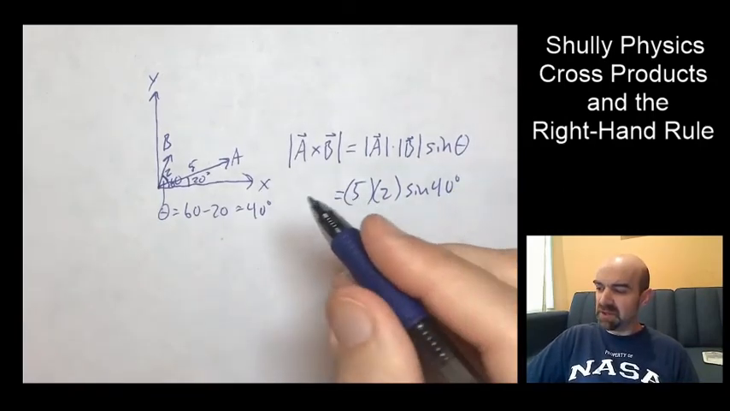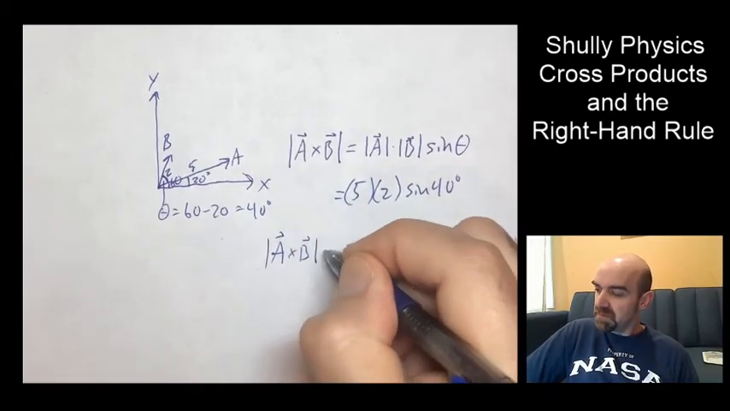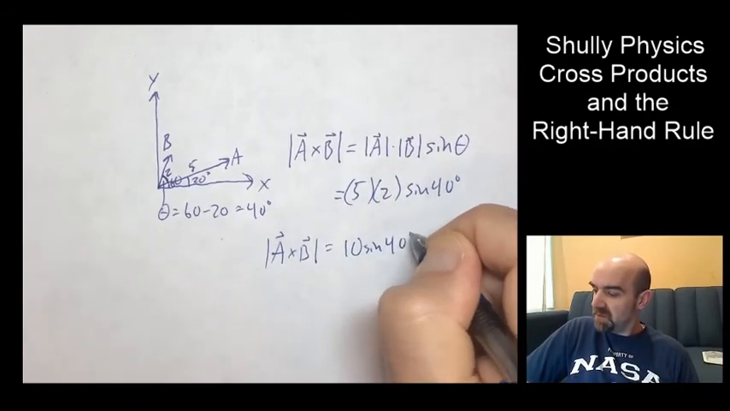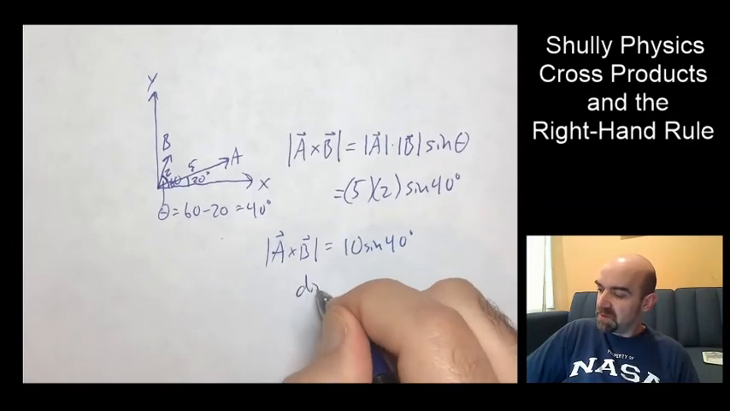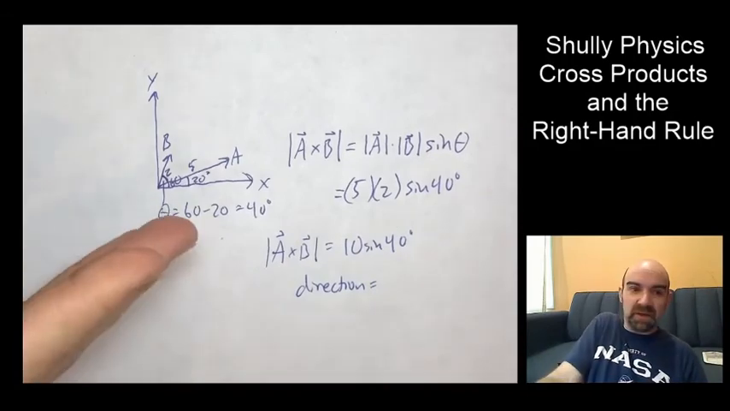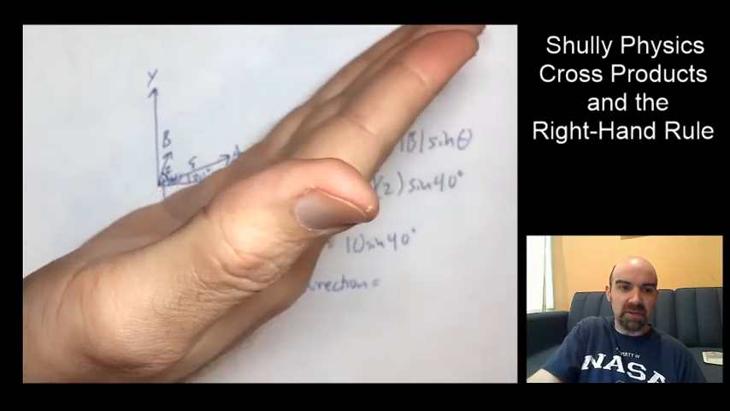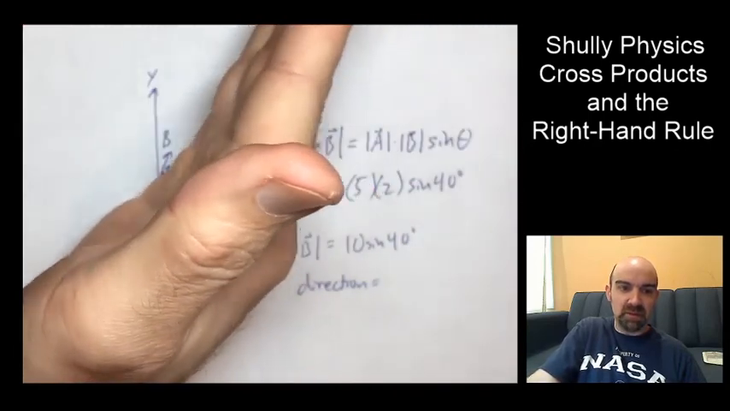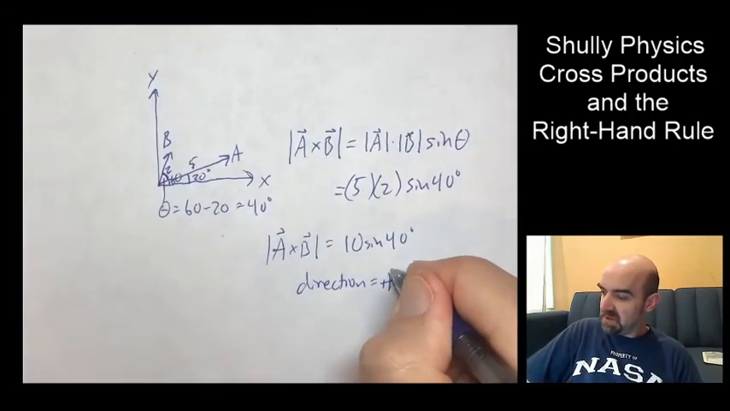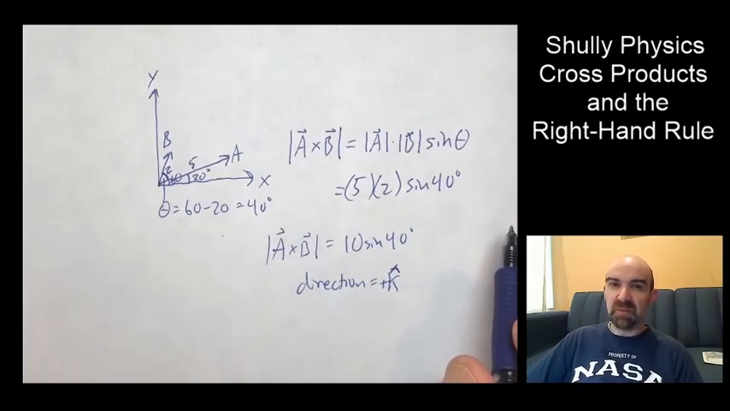But what about the direction? A cross B would be 10 sine 40, but the direction would be what? What do you think? Well, let's try the right-hand rule here. Facing my palm toward A, the direction I have to rotate toward B, then the direction is up in the k direction, the positive k. So out of a couple of vectors in the xy plane, we get a vector pointing in the z direction.